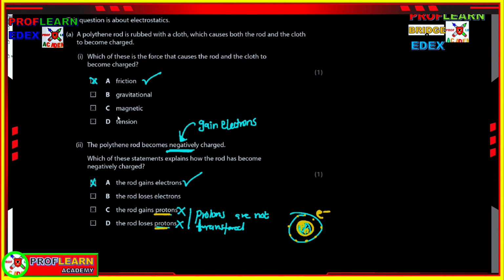So the question is, which of these forces causes the rod and the cloth to become charged? Frictional force. The force that makes objects orbit around the sun is gravitational force.